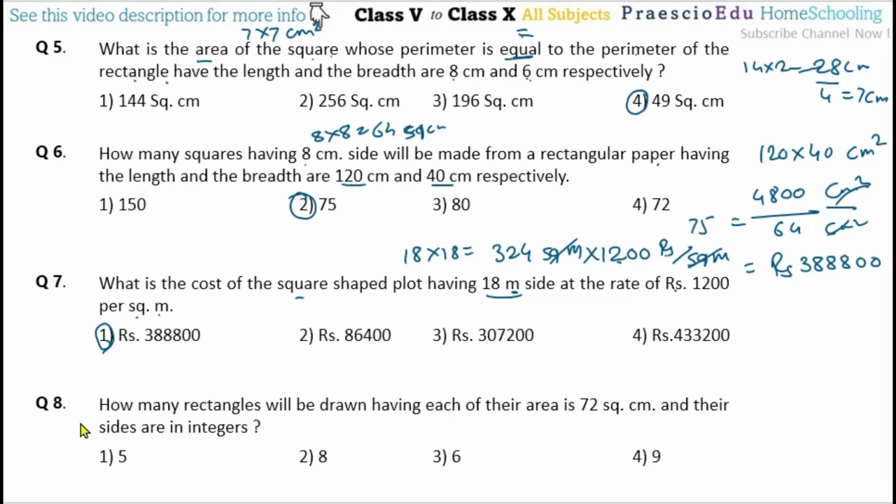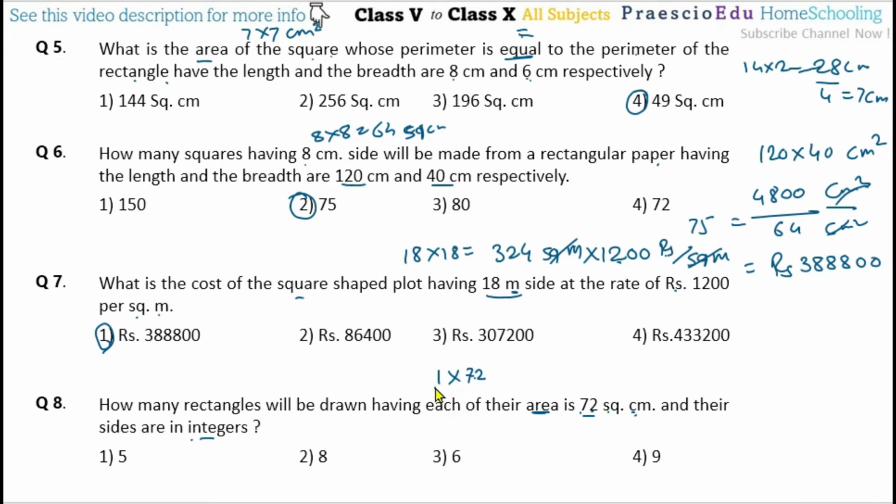Now question number 8, how many rectangles can be drawn, each of whose area is 72 square centimeter and whose sides are integers? Now integer means that it is not a decimal, it is a complete number, or we can say the digits. Okay, so how many pairs? Suppose one side multiplied by the other side gives 72, because their product is 72 square centimeter, which means the area is given. Okay, so we have to count how many possibilities.